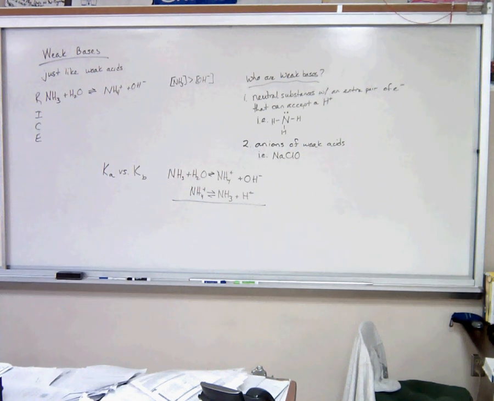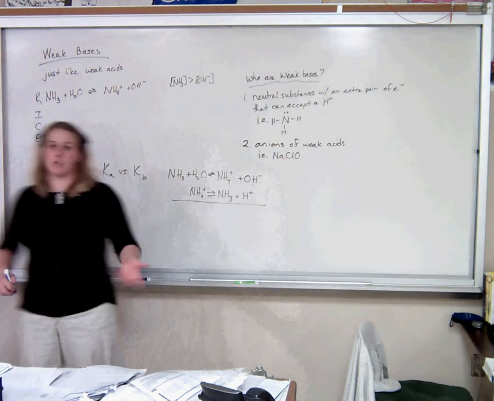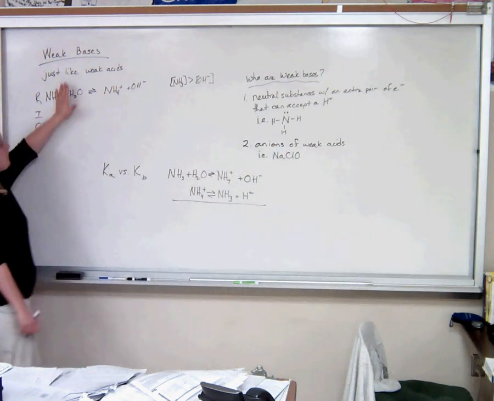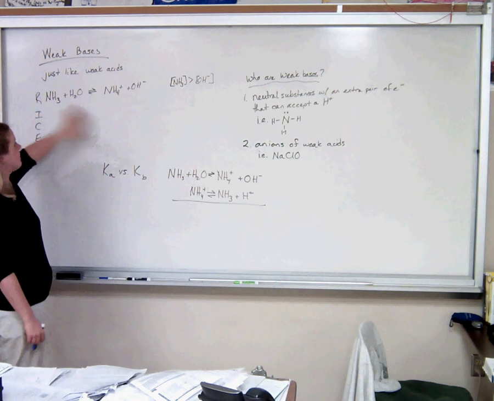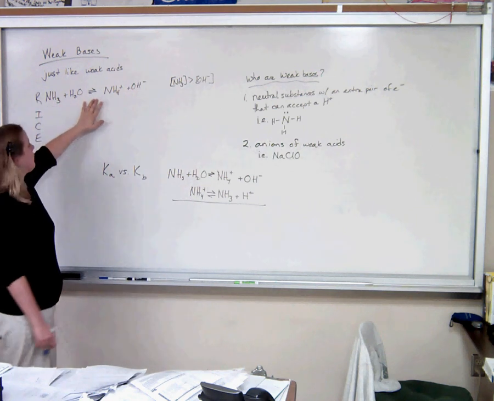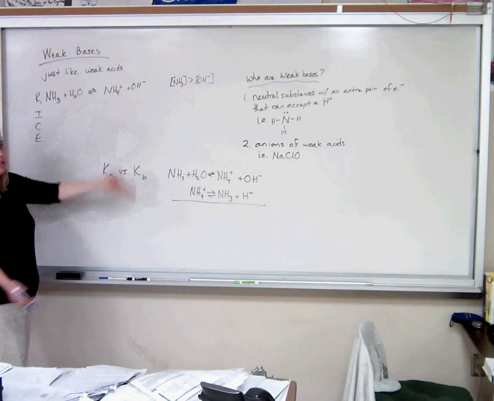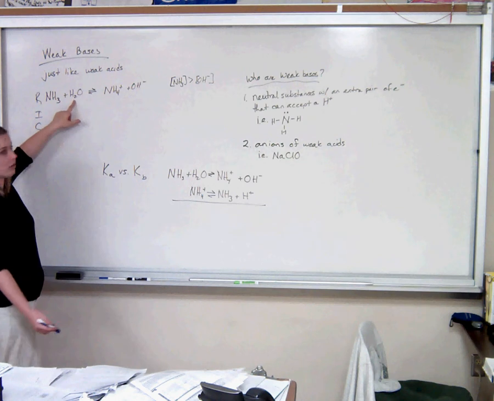Welcome to the video about weak bases. A lot of what I'm going to say is pretty much the same thing as weak acids. So just like weak acids, a weak base will only partially ionize. For a base, you usually have to add the water in there because the base accepts the hydrogen, so it's got to accept it from somebody. So it has to take it from water typically.